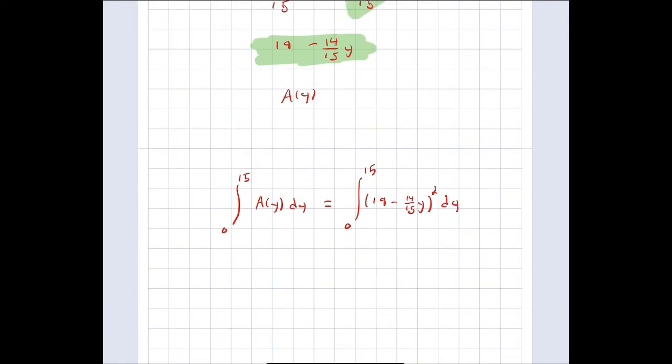And you can do this by a substitution. You can also just FOIL this out, and it's a little bit computationally more messy, but also kind of more straightforward. If you'd rather not do u-sub on tests, you can just FOIL this out. It becomes 14 over 15 y squared, minus 2 times 19 times 14 over 15 y, plus 19 squared. I'm not going to try to do the math. And then you just integrate, using the fundamental theorem of calculus, part 2: you anti-differentiate, then plug in 15, plug in 0, subtract. And you don't have to worry about the constants.